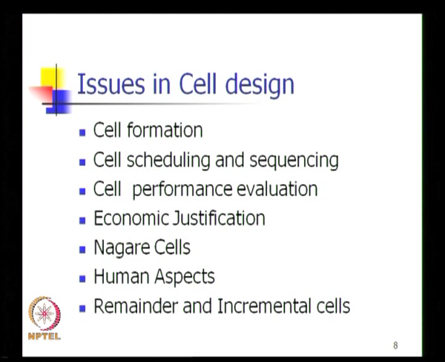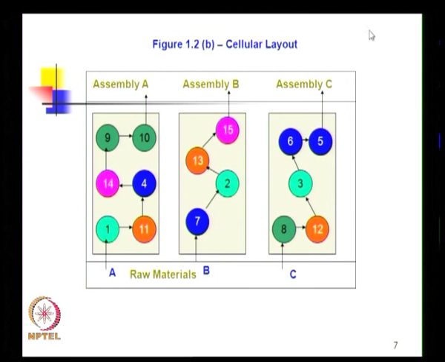Now, we will see cell formation in much more detail as we move along in this course. The next thing that we have to do is cell scheduling and sequencing. For example, as I mentioned, A would represent a part family which could contain 10 different parts. Now, we will be able to produce one part at a time in the cell. So, if there are 10 parts, in what sequence or order are we going to send these parts?